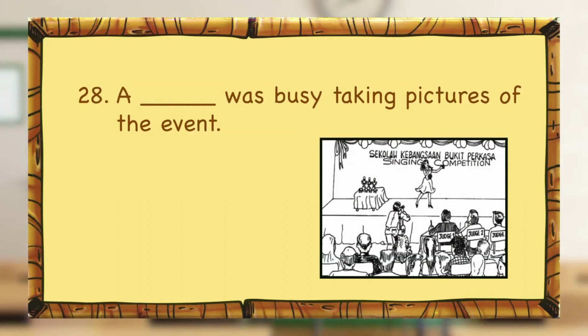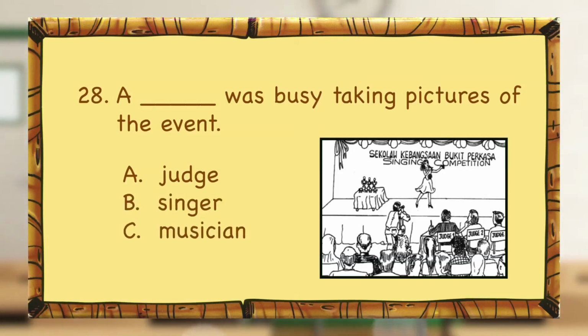Number 28. Was busy taking pictures of the event. These are the options given. A. Judge, B. Singer, C. Musician, or D. Photographer. This is a straightforward question, and you can see from the picture too. The answer is D. Photographer. A person who takes photographs is called a photographer.